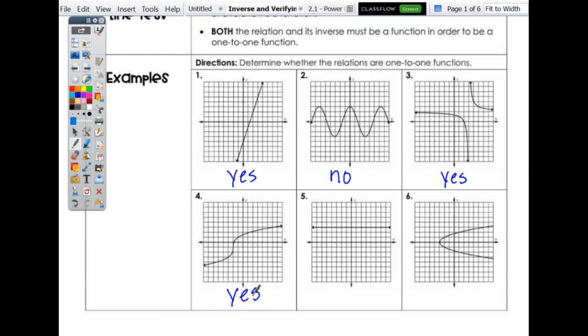Does this pass the vertical line test? That means this is a function. Does it pass the horizontal line test? No. So the inverse is not a function, so this is not 1-to-1. Does this pass the vertical line test? No. So this is not 1-to-1.